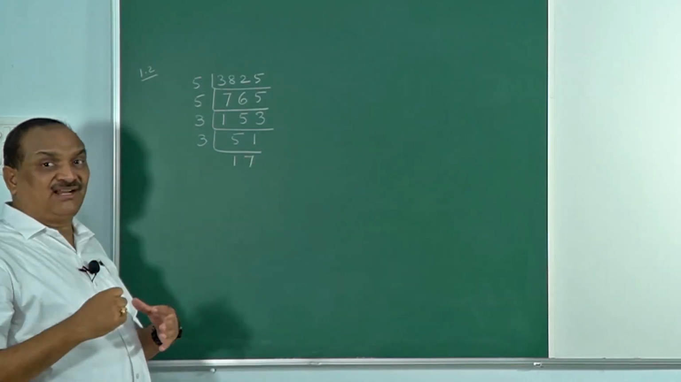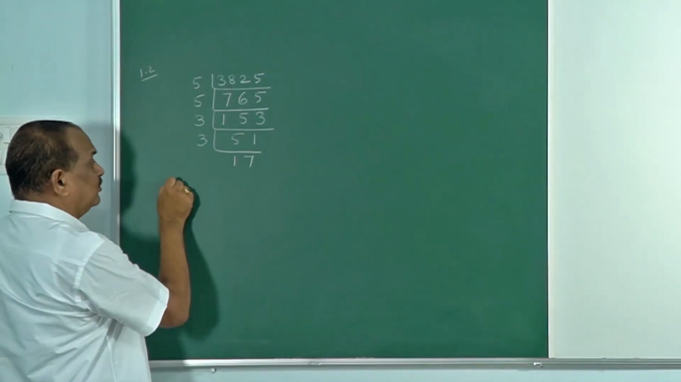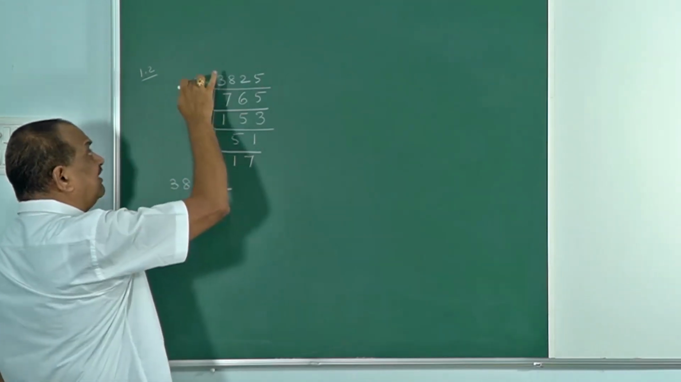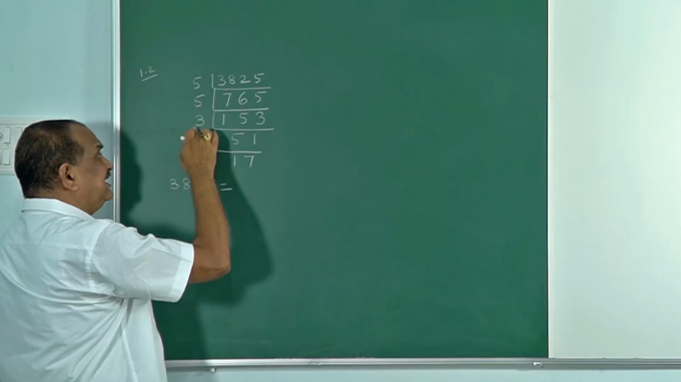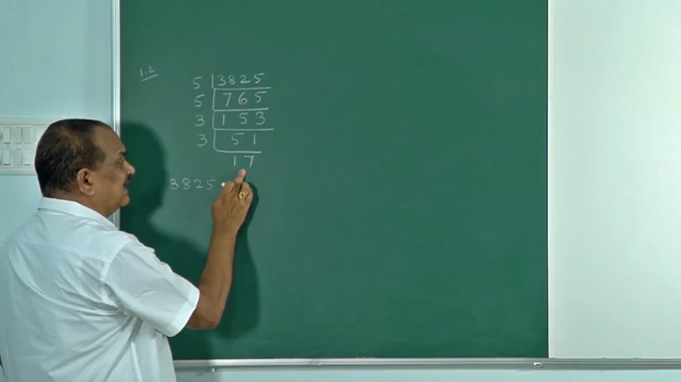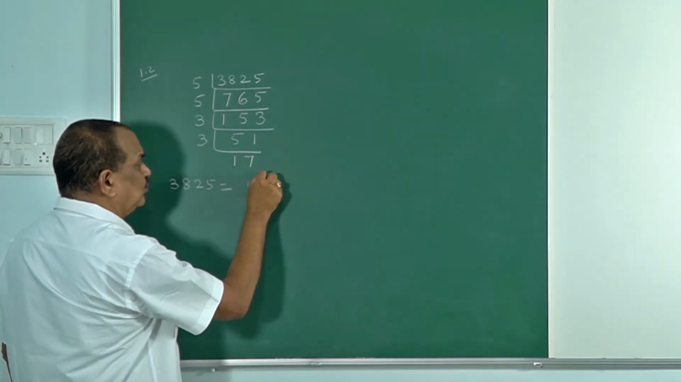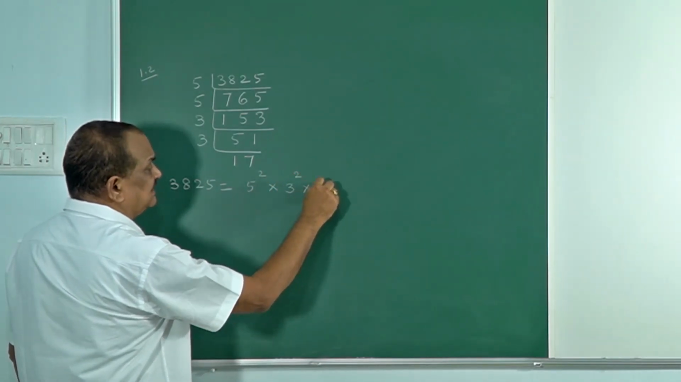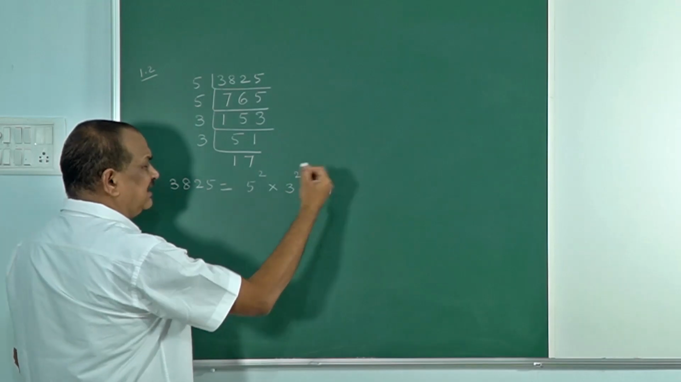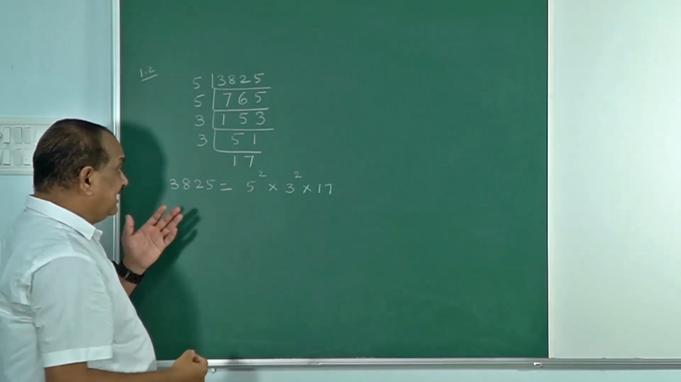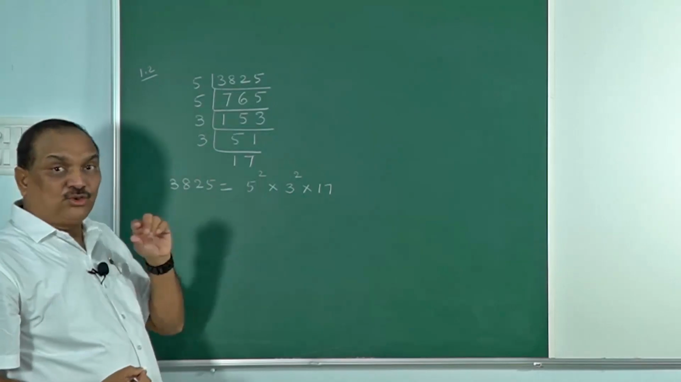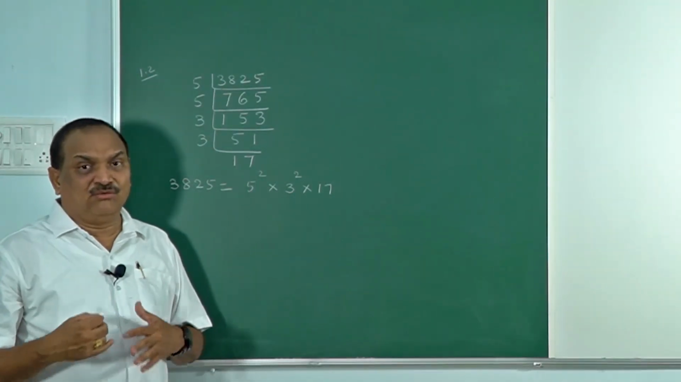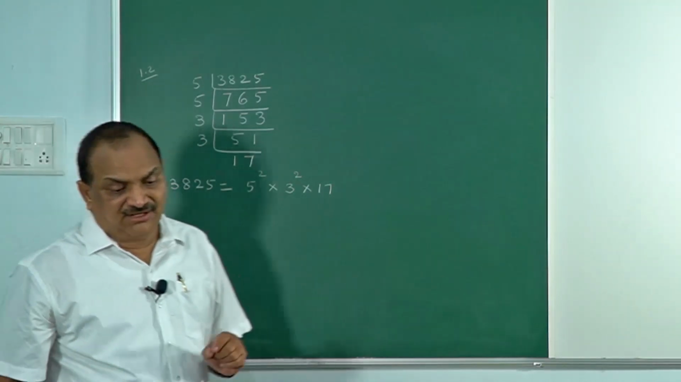So I have prime factorized it. What do I have now? My 3825 can be written as 5 two times, 3 two times, and 17 one time. I can write here 1, or I can just leave it. So this is how I have prime factorized. And you should notice that 3, 5, 17, these are all prime numbers. So no further factorization is possible, and we have done this.